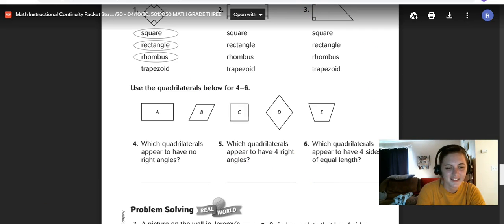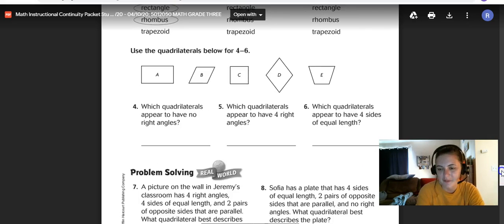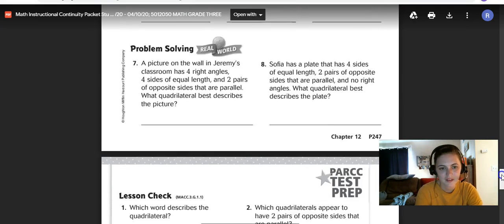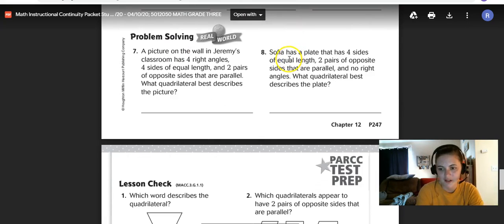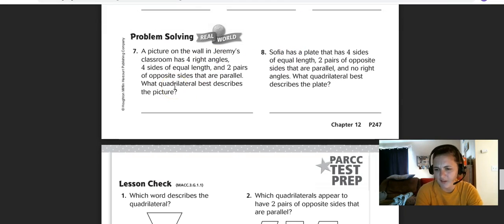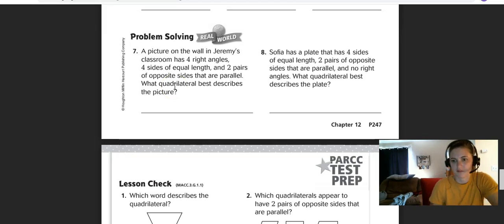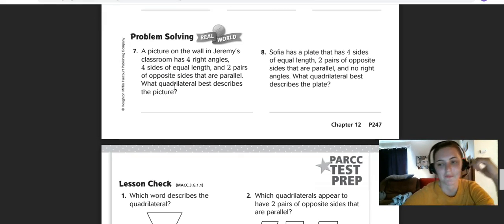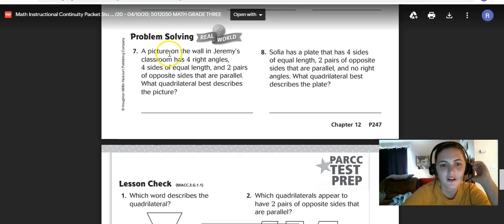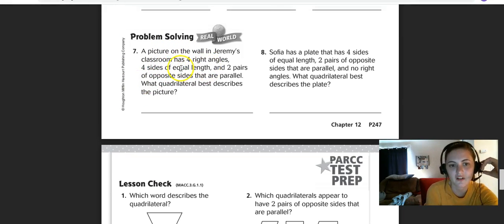Alright, and let's go down a little bit more to our problem solving. So these are going to be a little bit more difficult because they're word problems, and word problems tend to be a little bit harder. Okay. A picture on the wall in Jeremy's classroom has 4 right angles, 4 sides of equal length, and 2 pairs of opposite sides that are parallel. Which quadrilateral best describes the picture?